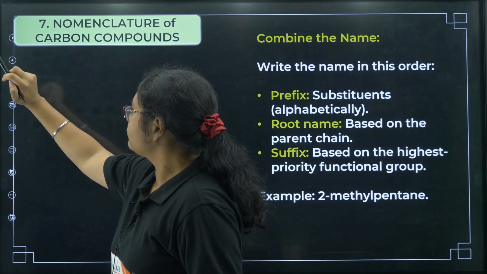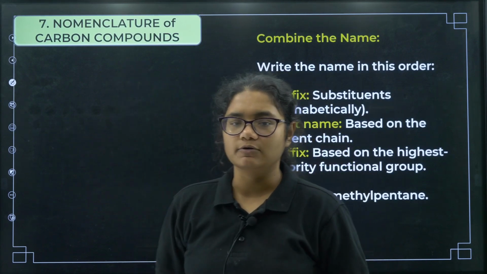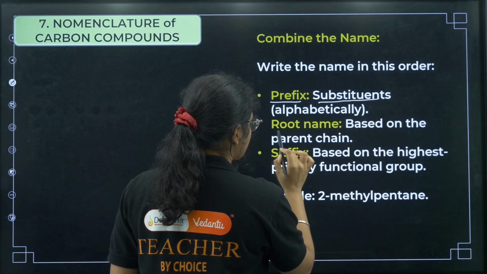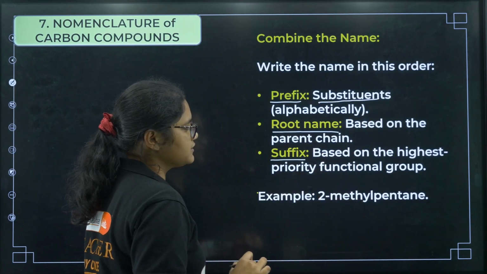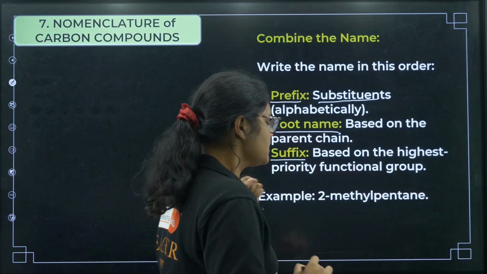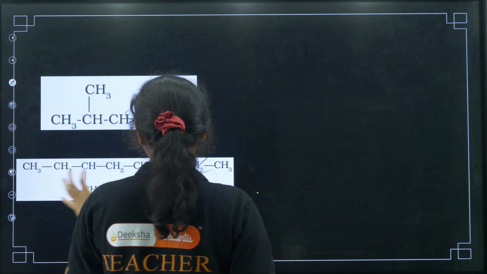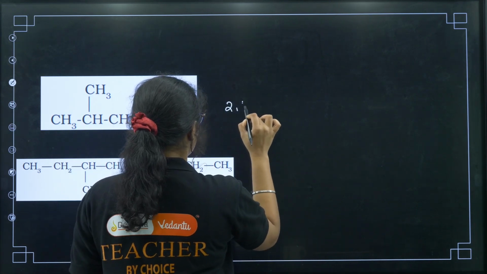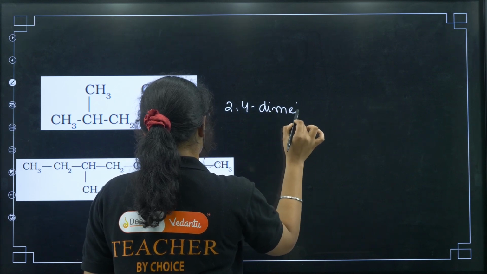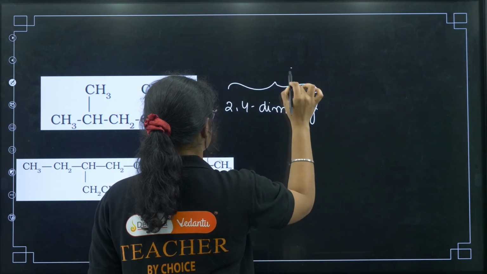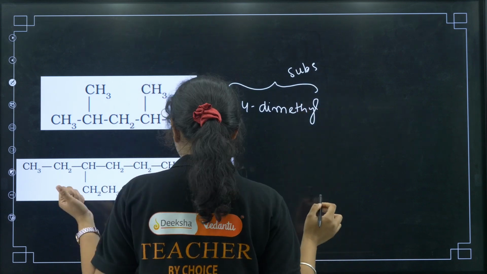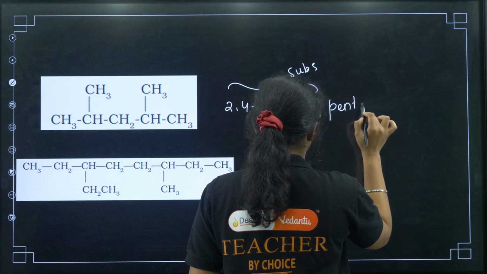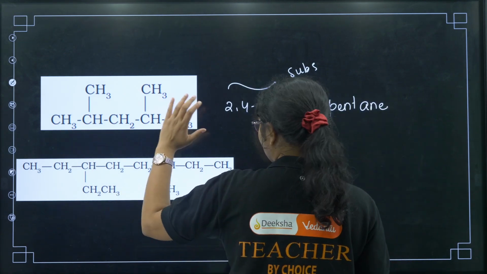Now coming to the nomenclature of carbon and its compounds. You should follow 3 parameters. First is the prefix, where you name the substituents, then you give the root name, then you give the suffix based on the functional group. Now we will see one example here. If I number it 1, 2, 3, 4, 5, the substituents are at 2 and 4, so I have 2,4 dimethyl. This is the substituent part. And next, the root name is pent, and ANE stands for the alkane chain.